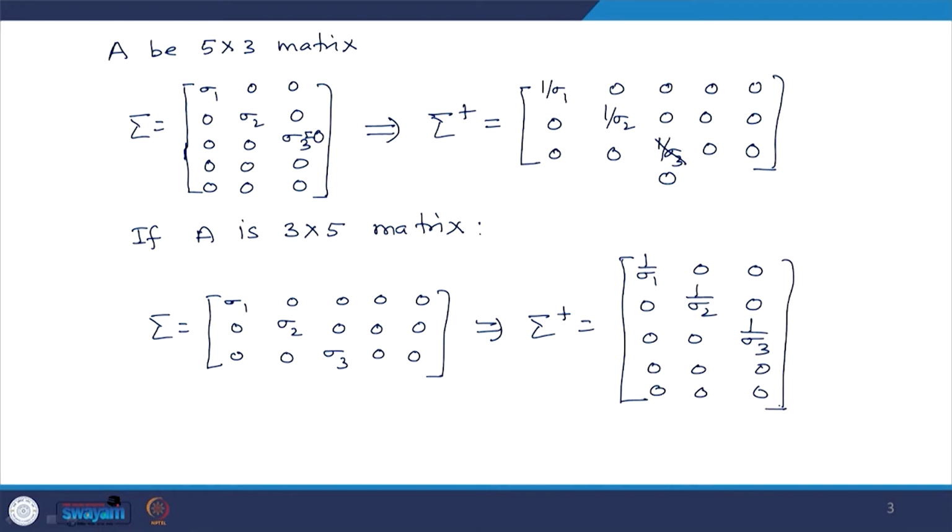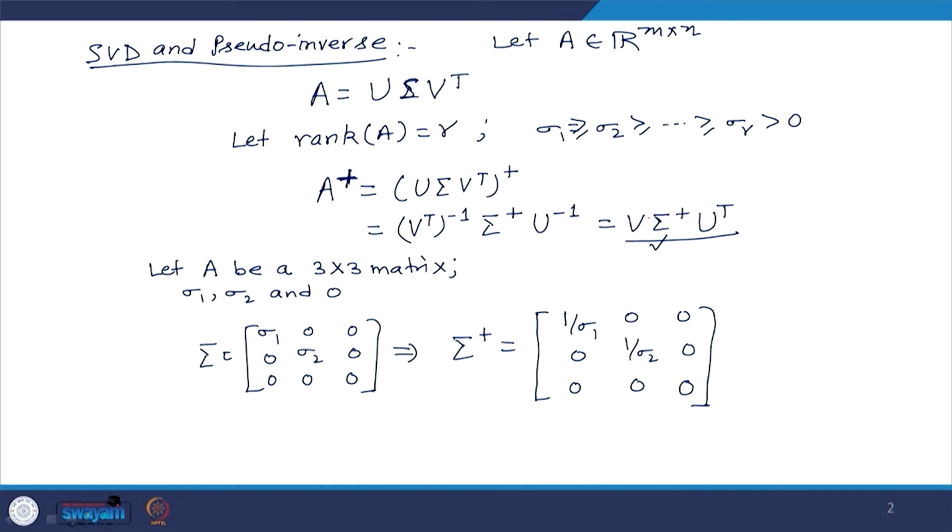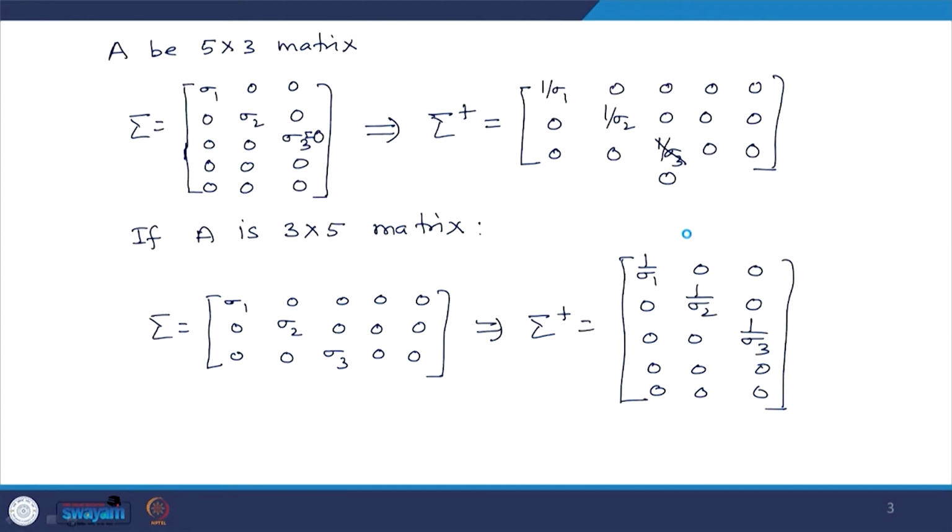And again the same rule: if a singular value is 0 or very close to 0, we will replace it in the pseudo inverse by 0 only. So, in that way you can write sigma plus. The rest you know how to find out. If V transpose is there, you write V and the transpose of U, and then by multiplying V, sigma plus and U transpose, you will get the pseudo inverse. In both the left and right cases, the only difference is how to write sigma. So, this is the application of singular value decomposition for calculating the pseudo inverse.